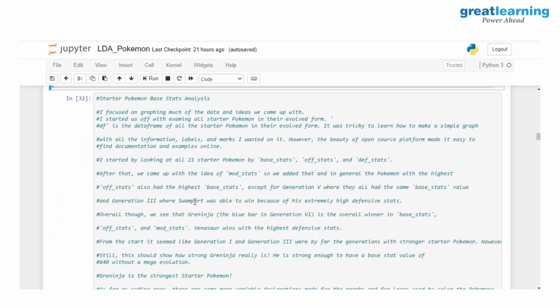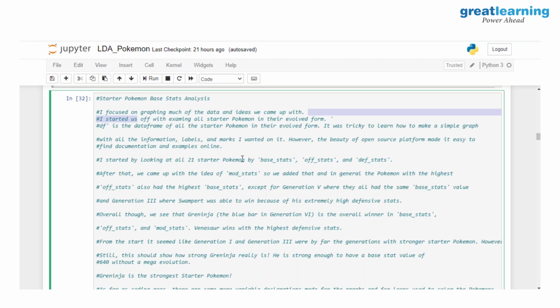Now, how could we do further analysis on the base stat value that we calculated? It was simple. We can start to plot it. So let's see how we can plot it and what we can get. We can start with all the starter Pokemon, which is generation 1 and the initial starter Pokemon, to compare them with their evolved form.